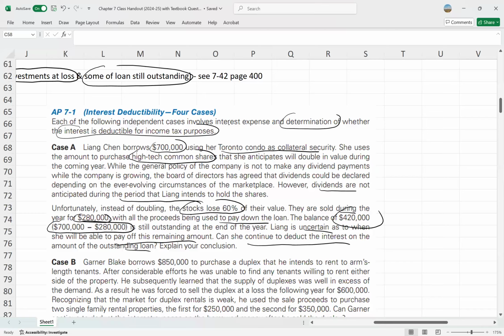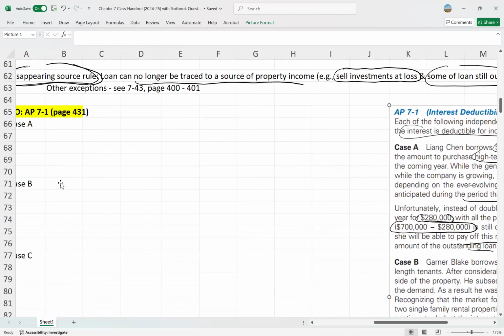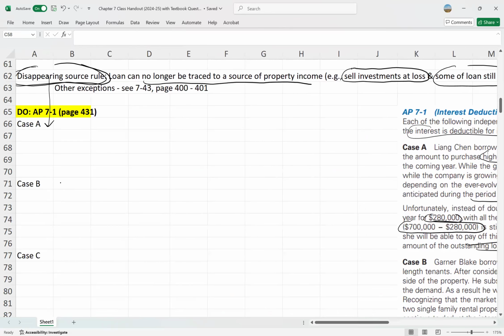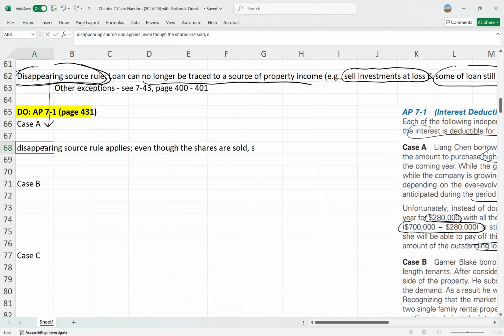So this is a prime example of that disappearing source rule. This disappearing source rule that we just talked about applies directly to case A. So even though the shares are sold, she can continue to deduct the interest on the loan. So once again, that's just an example of that disappearing source rule. And so yes, the interest would still be deductible.